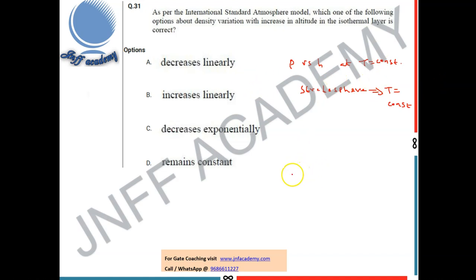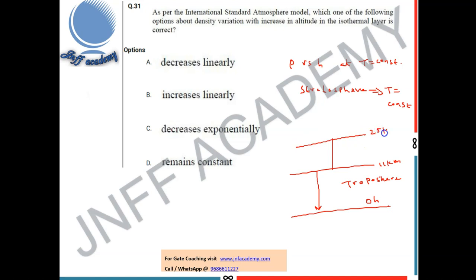So we all know that from 0 altitude, from sea level till 11 kilometers, it is the troposphere, right? And from 11 to 25 kilometers, it is the stratosphere. So this region is the stratosphere. But then they have asked how the density is going to vary in this 11 to 25 kilometer range.